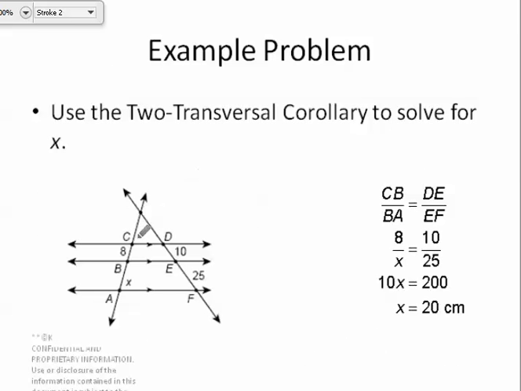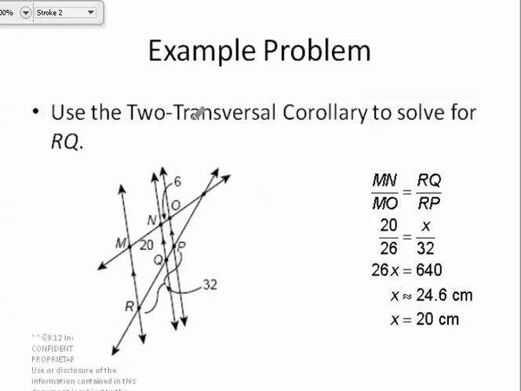Here's some problems with it. I can see I've got three parallel lines. See the little marks here saying they're parallel? I've got X for this one, I've got 8 for that one, I've got 10 for this one, I got 20. I could say that 8 divided by X is equal to 10 divided by 25. Okay? 8 divided by X, 10 divided by 25. Means and extremes. That's going to be 10x is equal to 200 or x is equal to 20. We found it, 20. Woohoo.